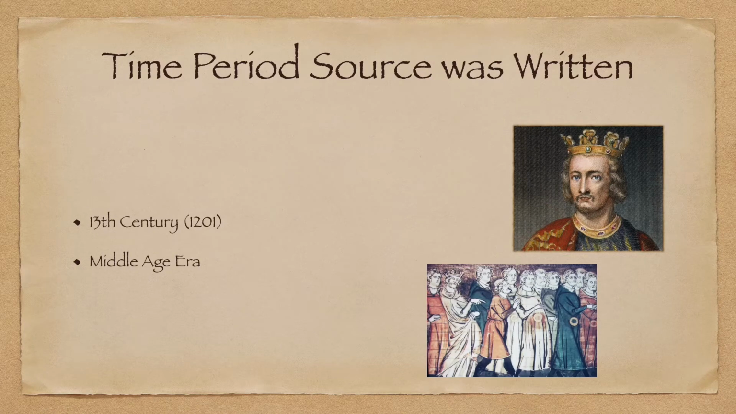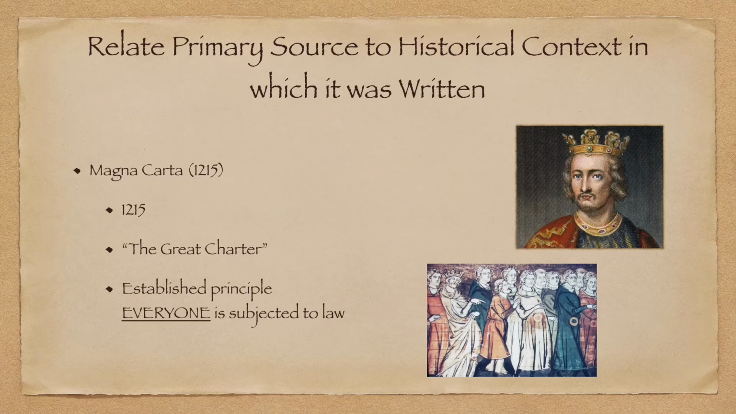So going into the time period that this charter was made, this source was written in the 13th century. It was written in the medieval period or the Middle Ages. The Middle Ages is the time period of the collapse of the Roman Empire with the transition into the Renaissance. Relating the primary source to historical context. So shortly after this primary source was written, which was written in 1201, the Magna Carta, which was written in 1215, was created.